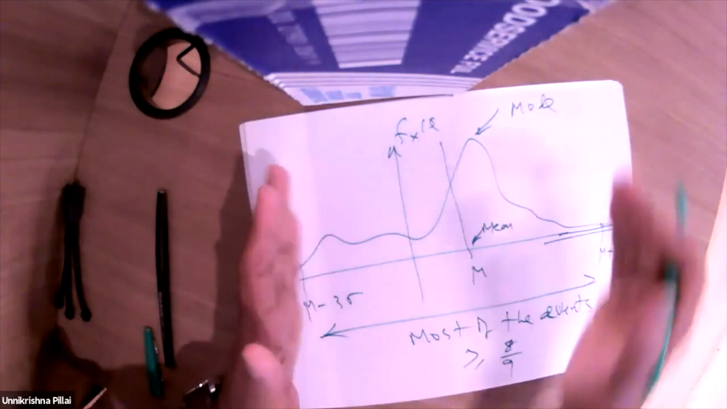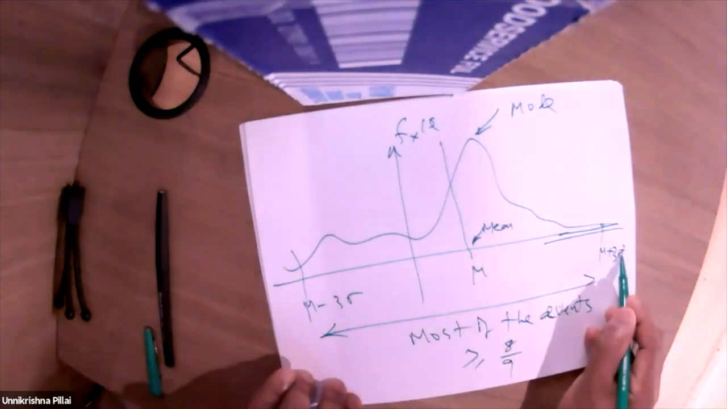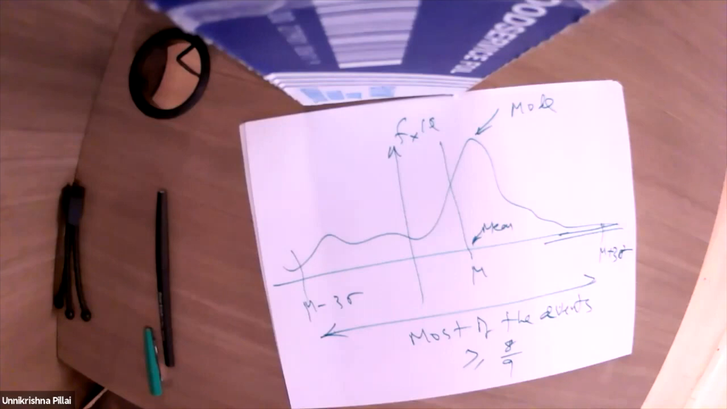Of course, this is assuming I know the mean and variance. Right? So this is 3 sigma. This is minus 3 sigma. So that's the significance of Chebyshev's inequality.